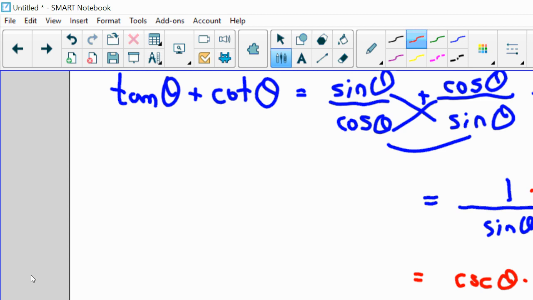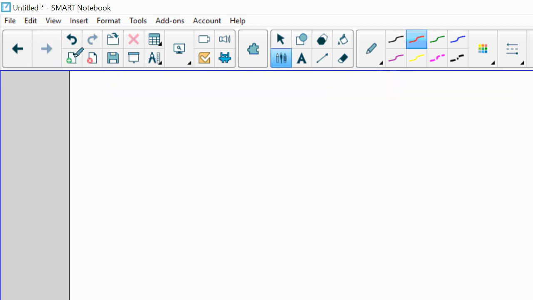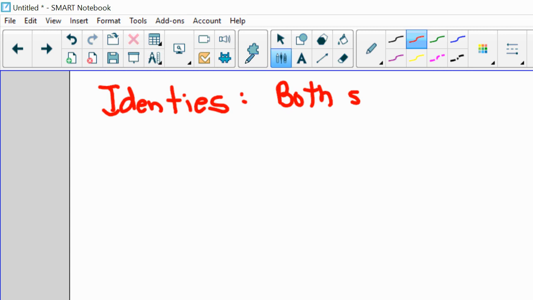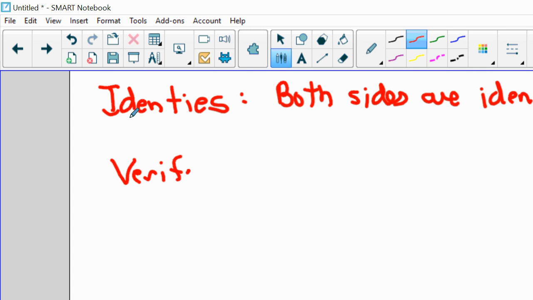All right, so now we're going to start identities. Identities just means both sides are identical. Now, they're going to say verify cotangent x plus 1. By the way, this is example 3.